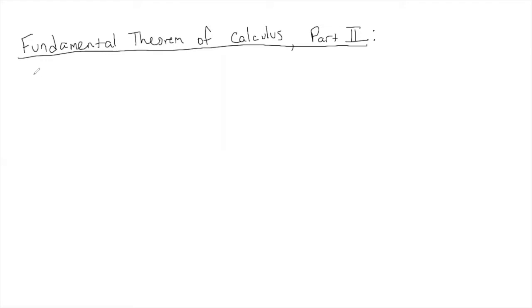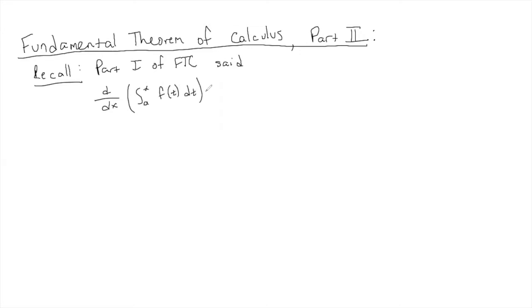So part 1 talked about, remember, part 1 of FTC said d dx of an integral that looks like this is just the function evaluated at this variable, so long as it's of this format. And now part 2 says the following.